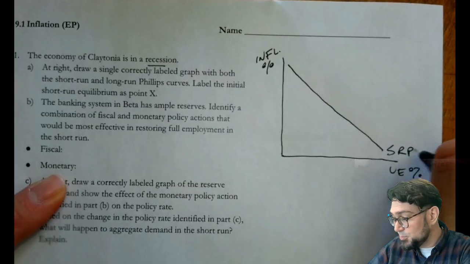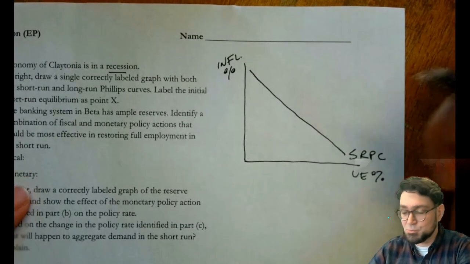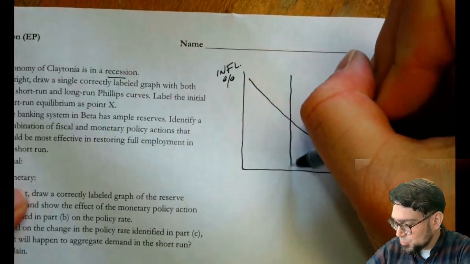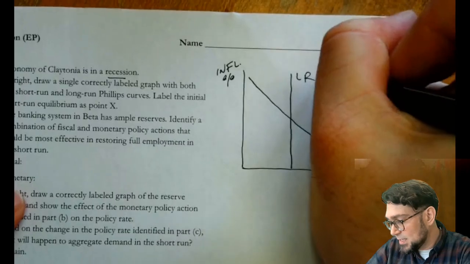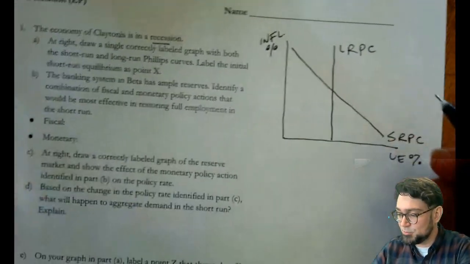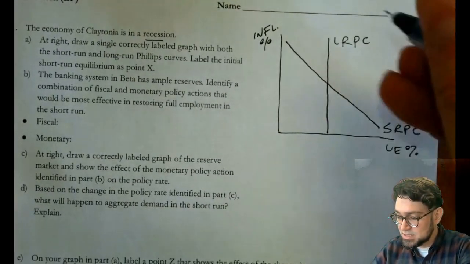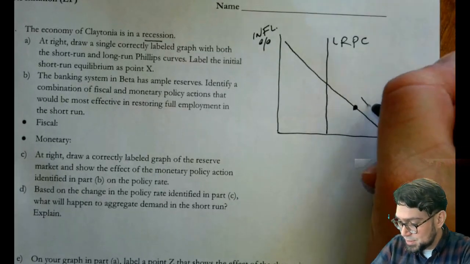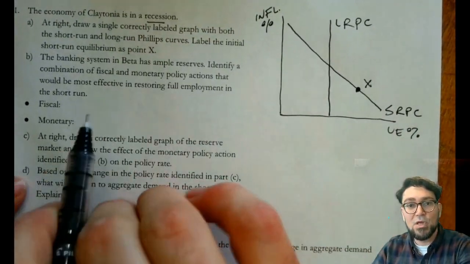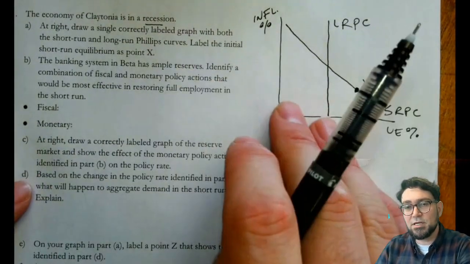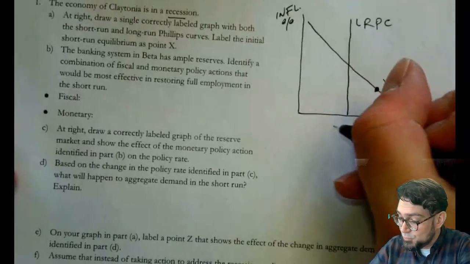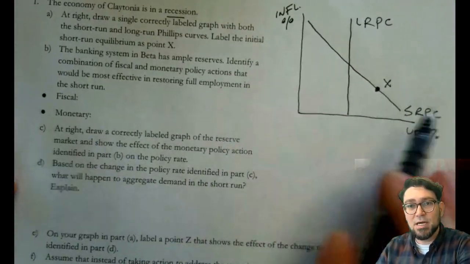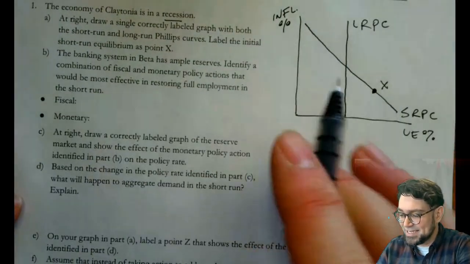We have a downward sloping SRPC representing the inverse relationship between unemployment and inflation rates. And then we have an LRPC that's just kind of that natural rate of unemployment. And it does tell us that we are in a recession. And so if we are in a recession, we must be down here at point X. That's down here. We don't need to have any other labels or anything on here. You could put NRU if you wanted to, but you don't really need any other intercepts unless it really asks for it.